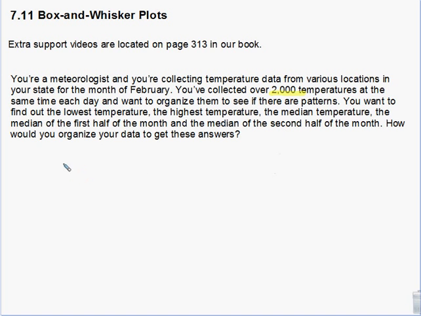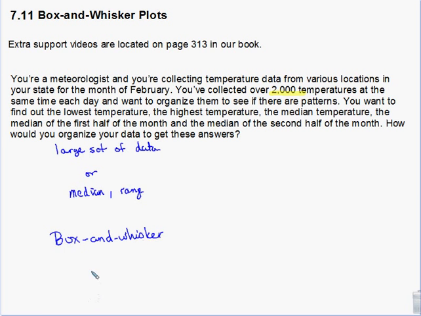So if you're talking about a large set of data, or if you want to see the median and the range, then we're going to use a box and whisker plot. Now, this does not show us the average. It shows us the median. It shows us the ranges. We can see if there are outliers and things like that.